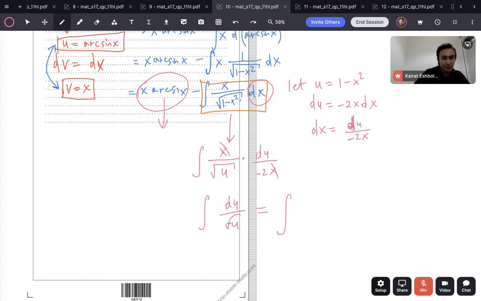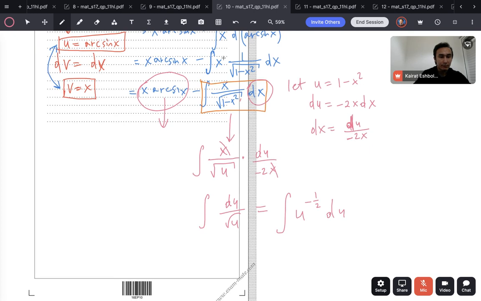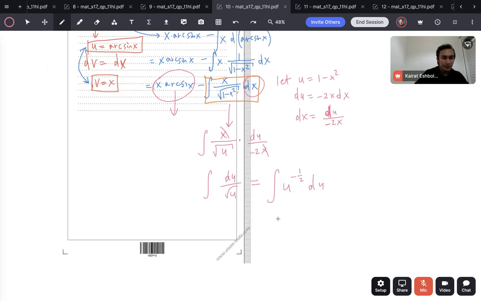So this root u is u to the power of negative 1 over 2. I hope you're sure about this, guys. Just remember, when you have root u at the bottom, it's just u to the power of negative 1 over 2, and then du nearby. And so, what's the integral of this? We raise the power by 1, we increase this by 1.